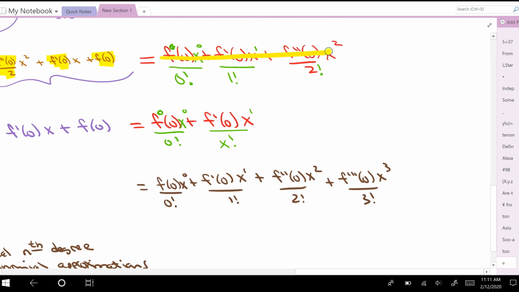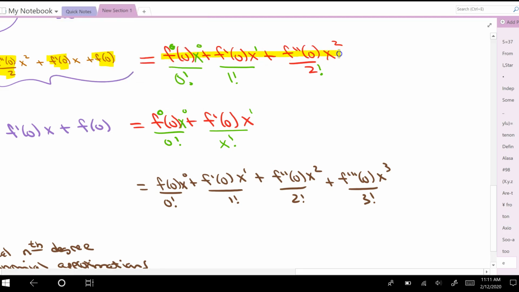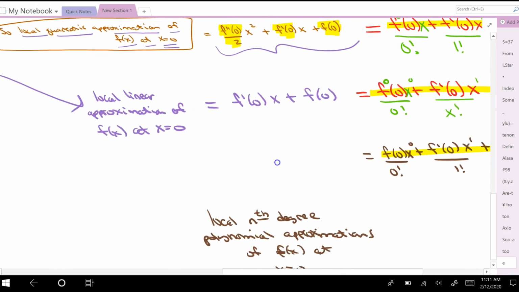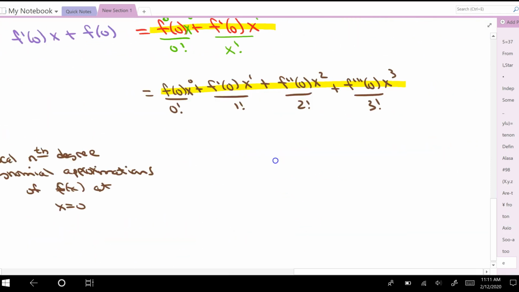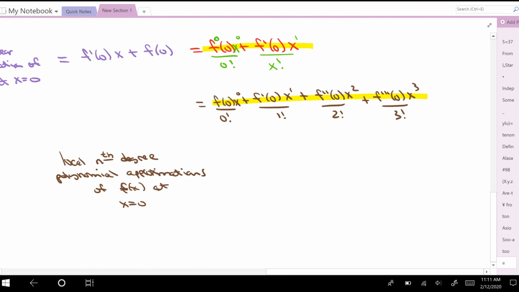this, oh my stars, I just scratched it out. I meant to highlight it, oh dear, okay? This is a polynomial of degree 2, our basic parabola. This is a polynomial of degree 1. This is a polynomial of degree 3. In fact, all of these approximations, local quadratic, local linear, local cubic, are polynomial approximations.